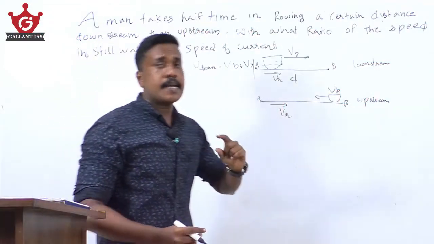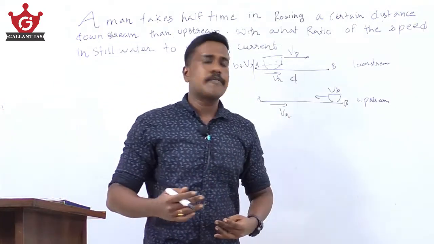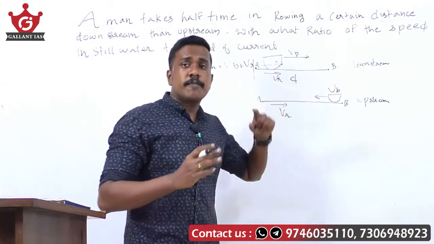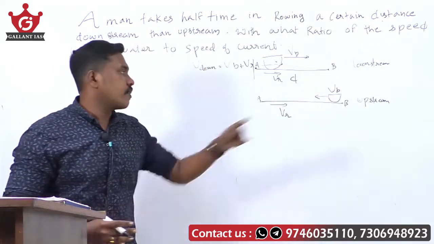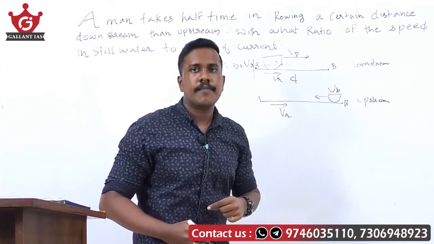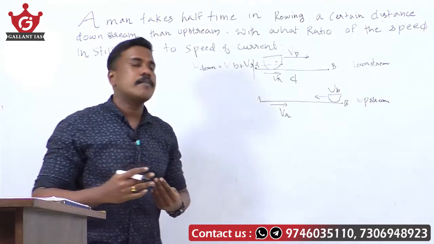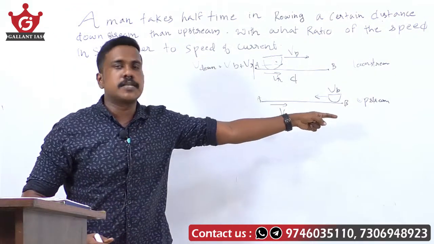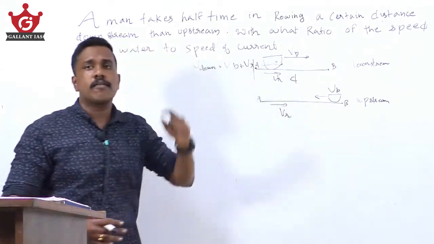Here, as I said earlier, the boat will be experiencing a dragging force, right? So whose velocity will be greater, VB or VR? Of course, VB will be greater. Only then can the boat reach point A, right? The boat needs to overcome the drag force experienced because of this river. So the velocity of the boat will be greater than the velocity of the stream.